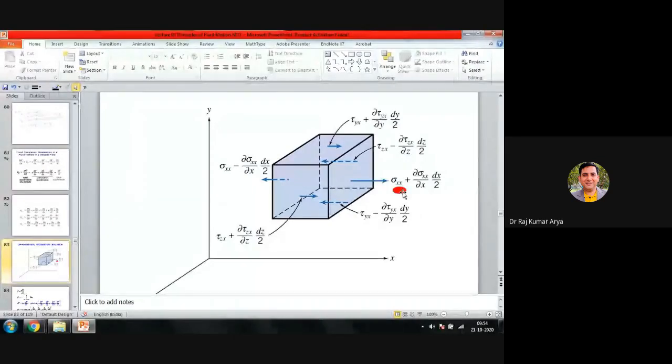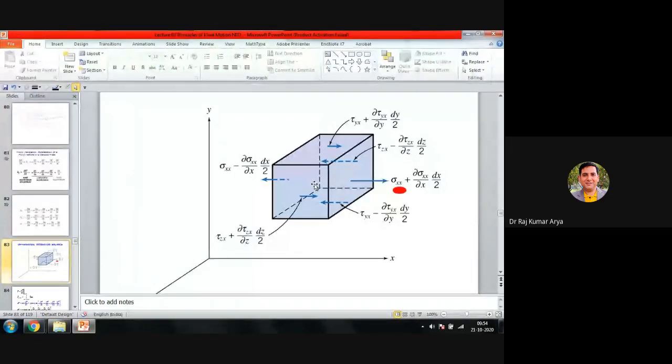Okay. So now this sigma xx is the quantity at the center. You went dx by 2 to this side, so you wrote here sigma xx plus del sigma xx upon del x multiplied by dx by 2. This is for the right side. Same thing for the left side, where you go to the minus side, so you subtract that quantity again. So this is for your x direction component, x plane.